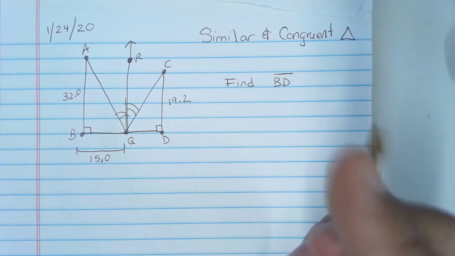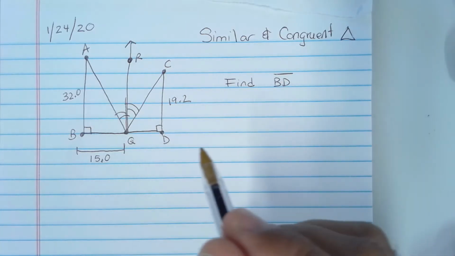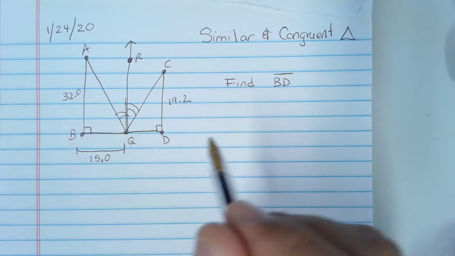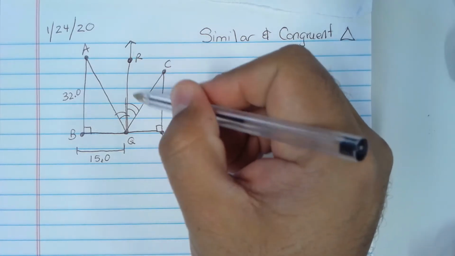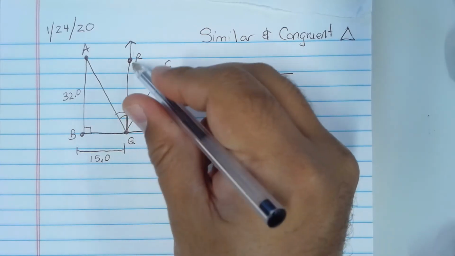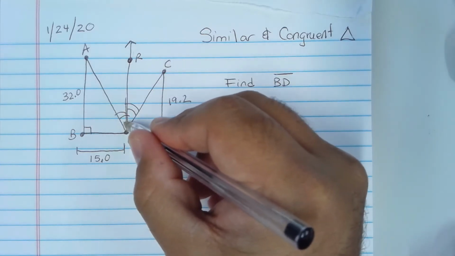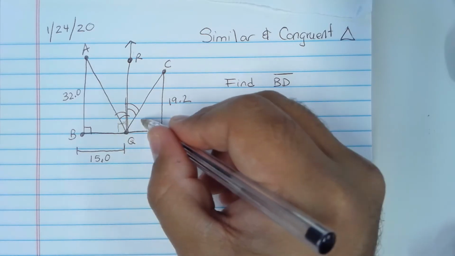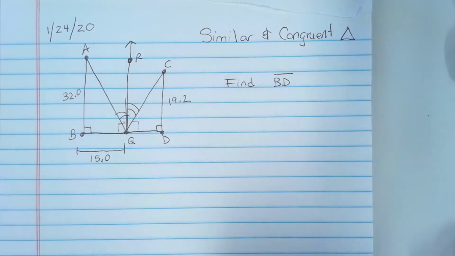All right. So in this particular problem that we have here, it says in the diagram below, QR, which is right here, is perpendicular to BD. All right. So this represents a 90-degree angle. All right. So let's go ahead and draw a light one here and a light one here.